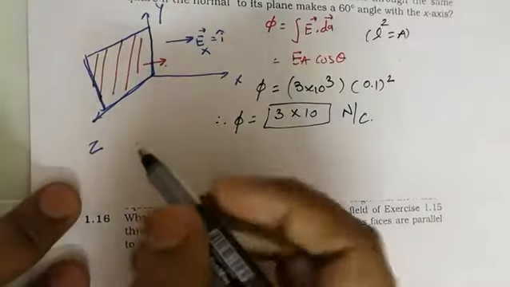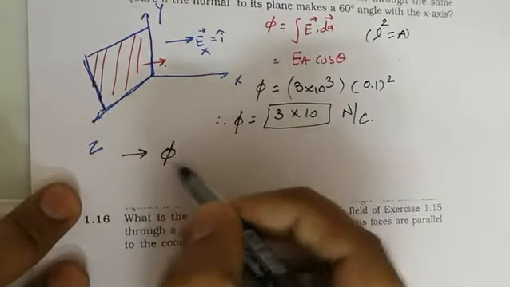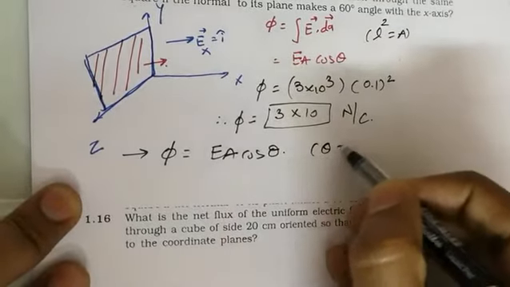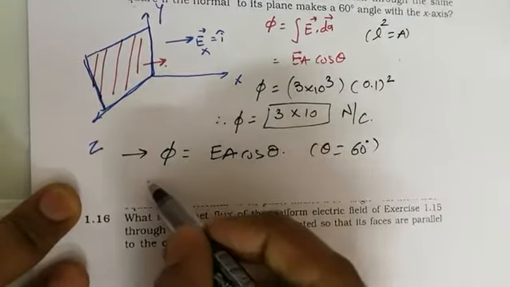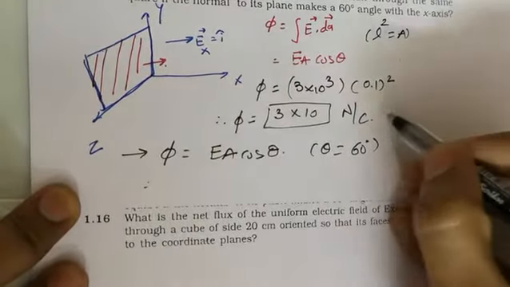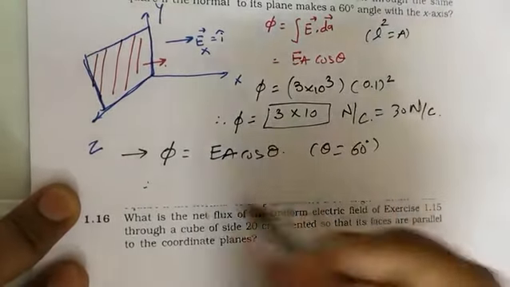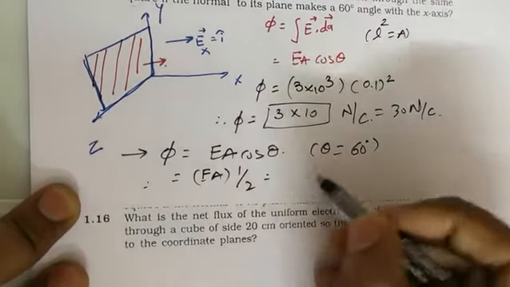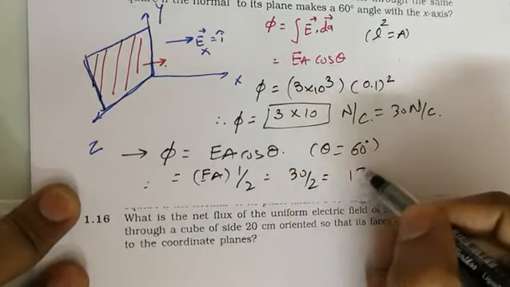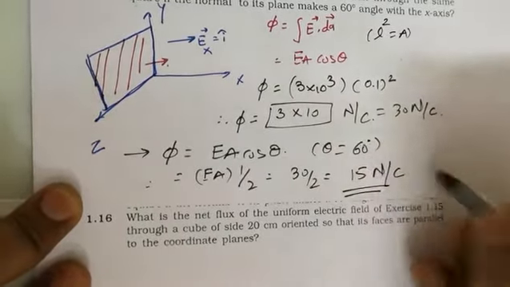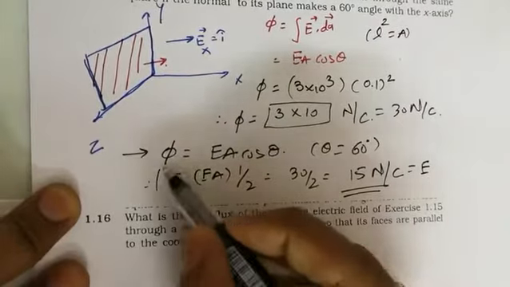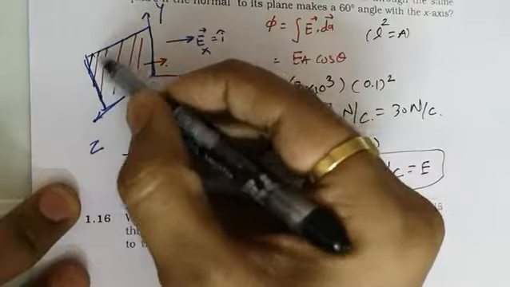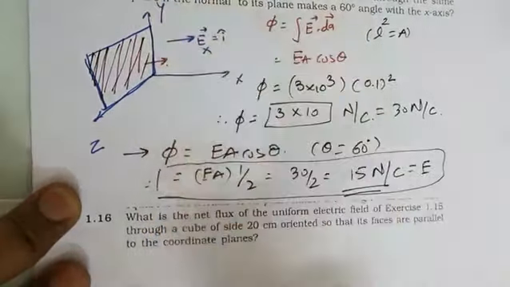Second part: phi is EA cos theta, but our theta is mentioned as 60 degrees, so EA is 30 Newton per Coulomb. So we have EA cos 60, which is 1 by 2, so we have 30 by 2, and that would be 15 Newton per Coulomb. So this is the direction of the electric field, x and y and z, where our plane is located in the y and z plane.